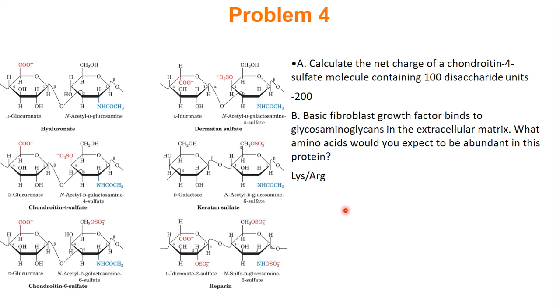Now, there are fibroblast growth factors that will bind to these glycosaminoglycans, and that's what these are, glycosaminoglycans, in the extracellular matrix of your cell. Based on the structure of these glycosaminoglycans, what type of amino acid do you think these growth factors have? Well, these sugars are incredibly negative. So if I want to interact with these chemically, I should have positive amino acids. That would be lysine and arginine, your positive amino acids for that.